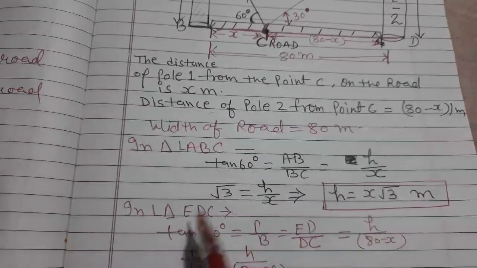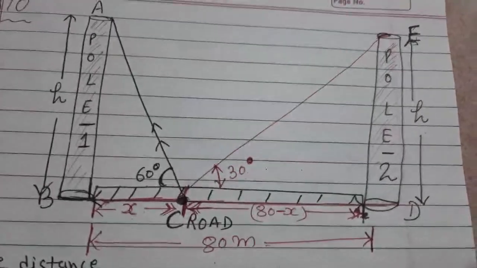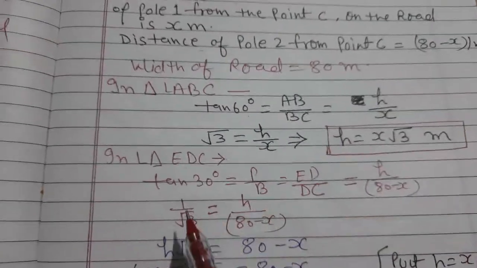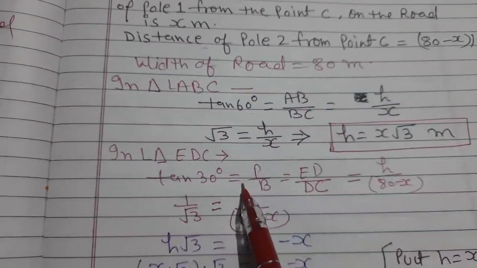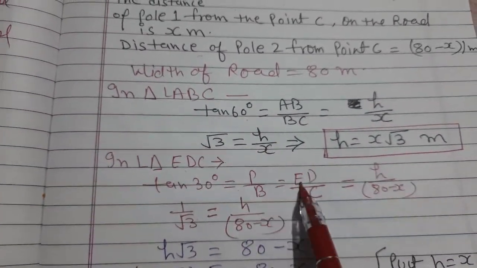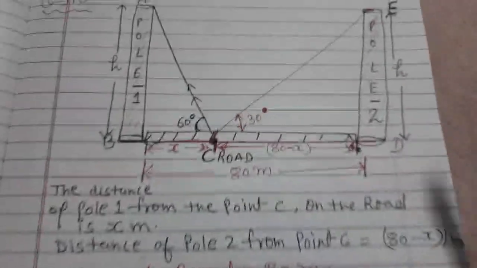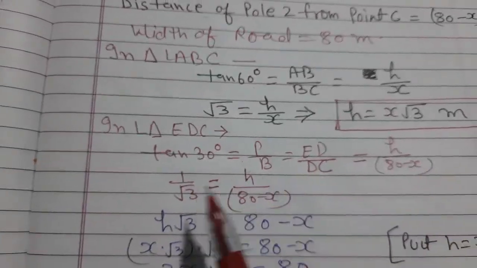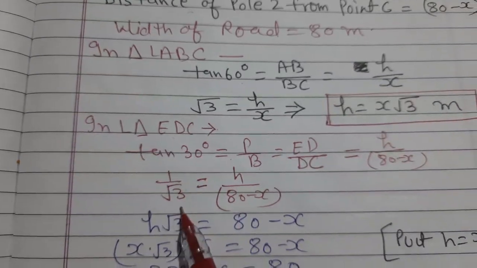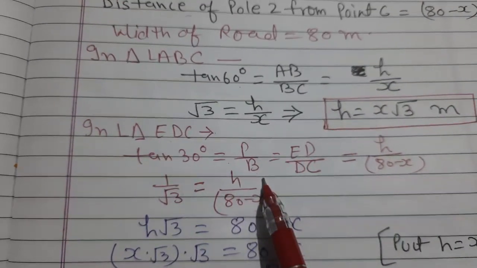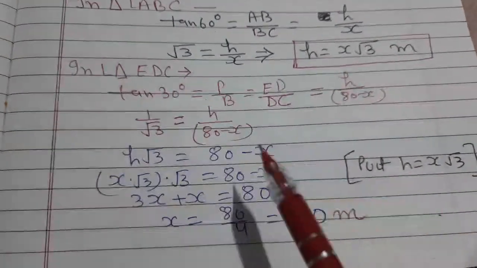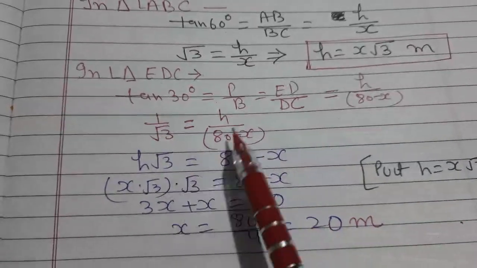Now we will take another right angle triangle EDC. In this, the elevation is 30 degree, and tan is perpendicular upon base, perpendicular ED, base DC. In this case the base will be DC, 80 minus x, and the perpendicular will be the same, h. Tan 30 degree is 1 upon root 3, so 1 upon root 3 equals h, the height of the pole, upon the base 80 minus x. After cross multiplying, 80 minus x equals h root 3.